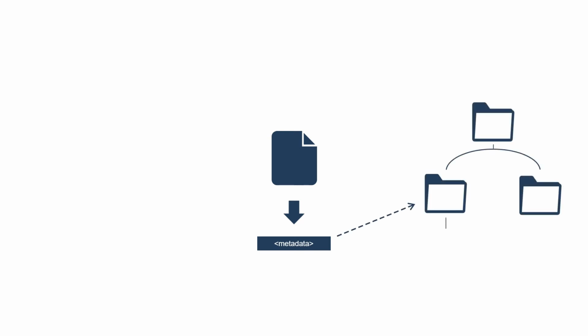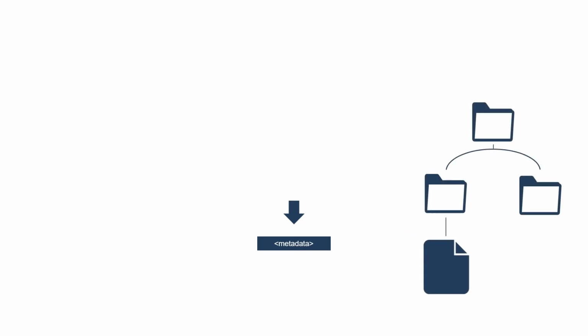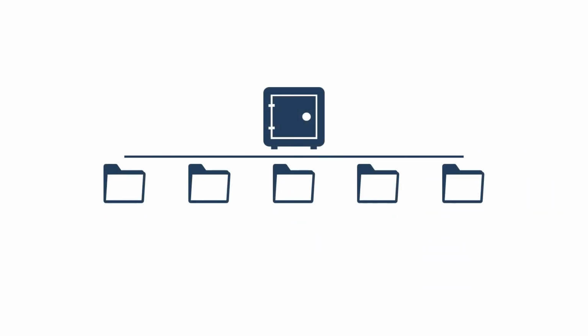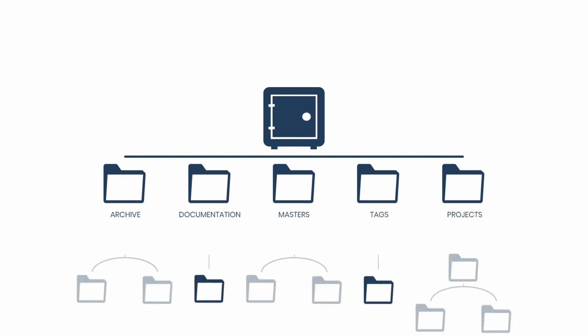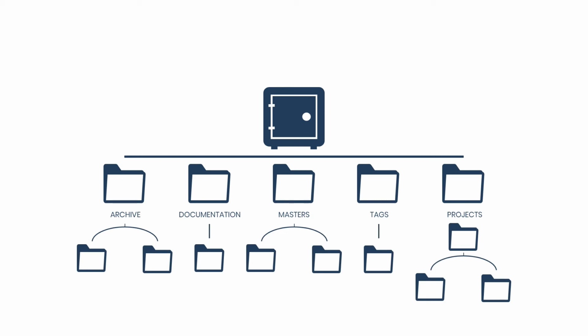Assigning folder location is very similar to automatic document naming because it takes the metadata of the property information that you specify when creating a document and uses those properties to build the folder structure and place the document in the proper folder. The vault is divided into 5 branch folders at its root. These folders are Archive, Documentation, Masters, Tags, and Projects. Below each of these are specific folder structures based on document property values.